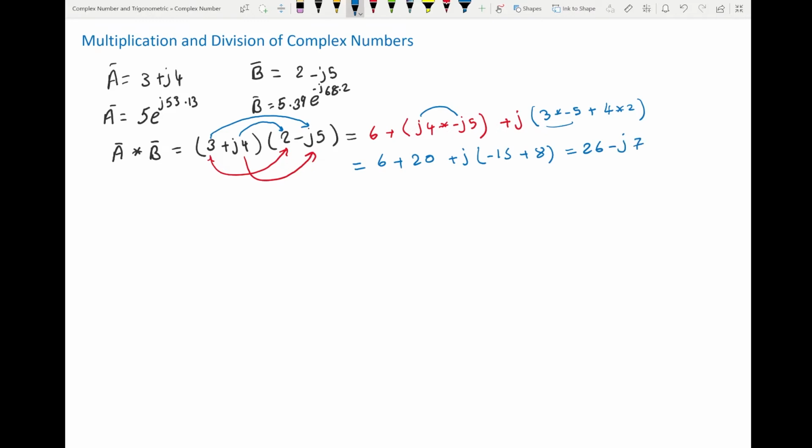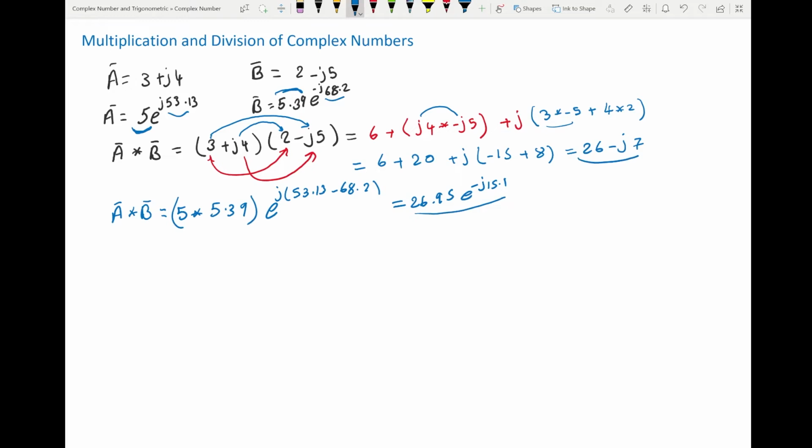Now if I carry out this multiplication in polar form, then I multiply the magnitude of A times the magnitude of B, e^(j), and I just add the phase. And this should give us 26.95 e^(-j15.1). Now, is this value the same as this?